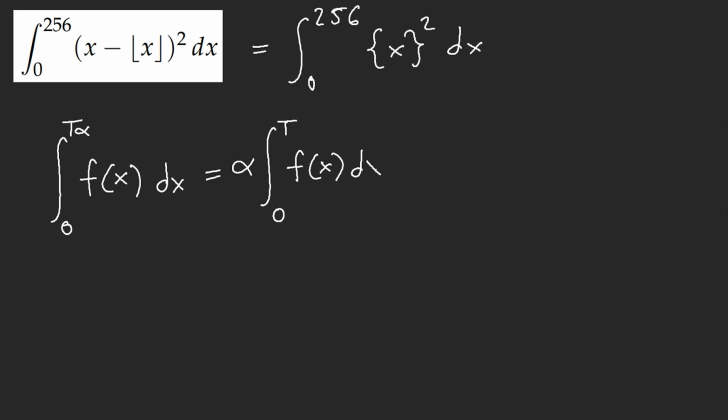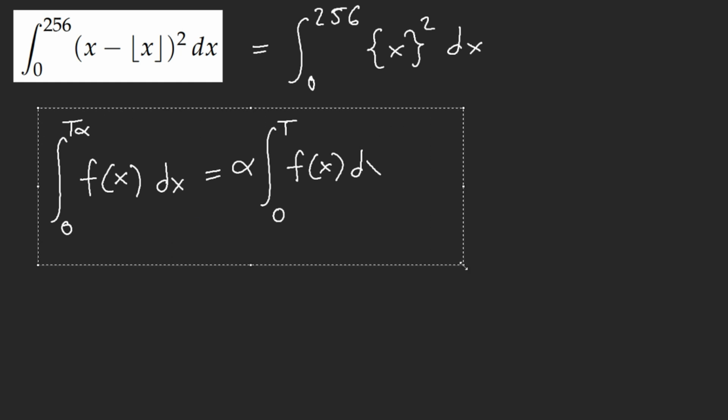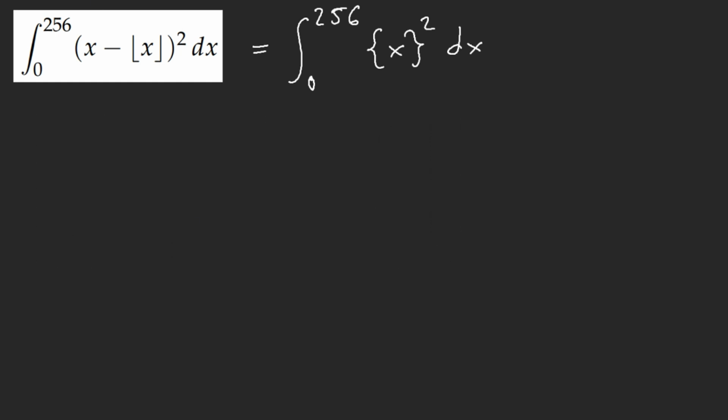So what we're going to do is take advantage of this periodic rule. Whenever you see an integral where the entire function is in terms of fractional parts, you could literally go like this. Well, this is periodic by 1, so 256 is now here, from 0 to 1, because it's periodic at 1. And now this is just simply x squared dx.